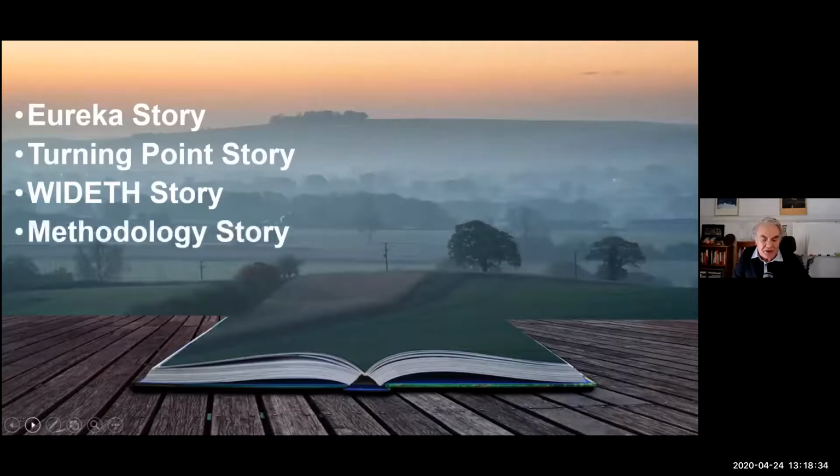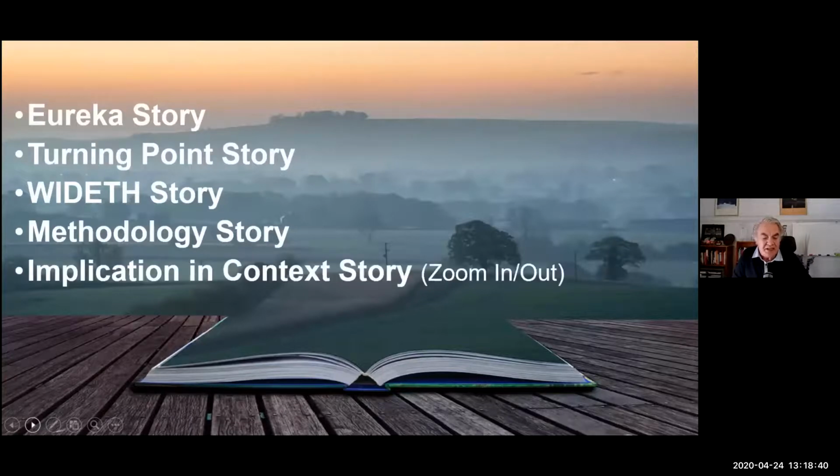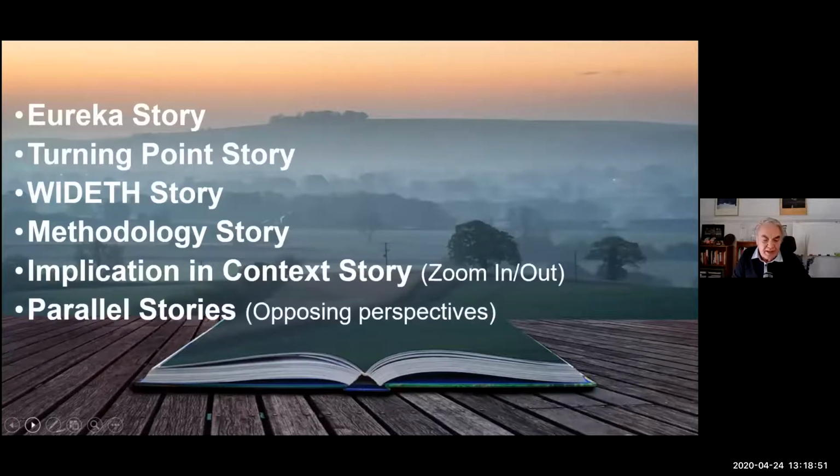The methodology story, how you actually made things happen in a consistent process. The implication in context story, like I mentioned before, the zooming in and zooming out, the small detail, but then showing how that fits into the larger strategy of the organization. The parallel stories, about a story about how some particular piece of data has impacted on one organization, and then how another organization has been differently impacted by that.